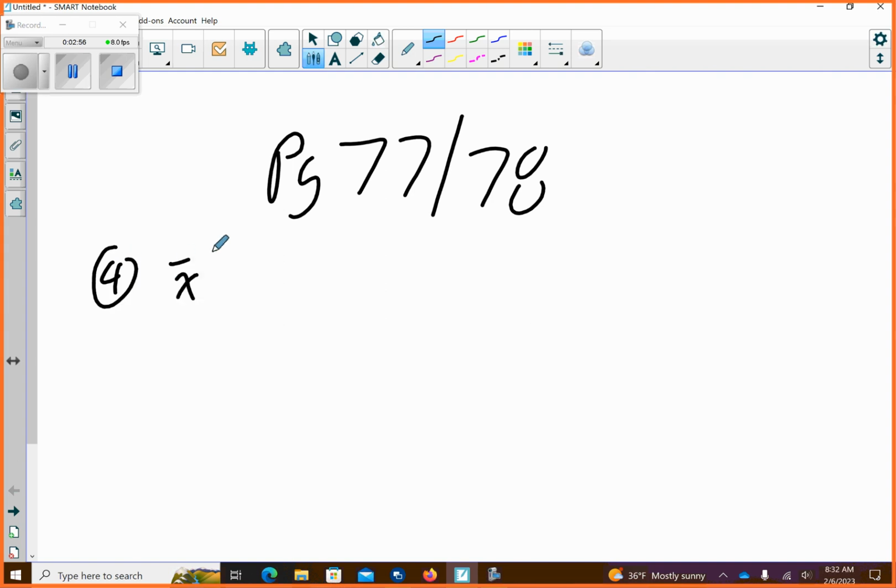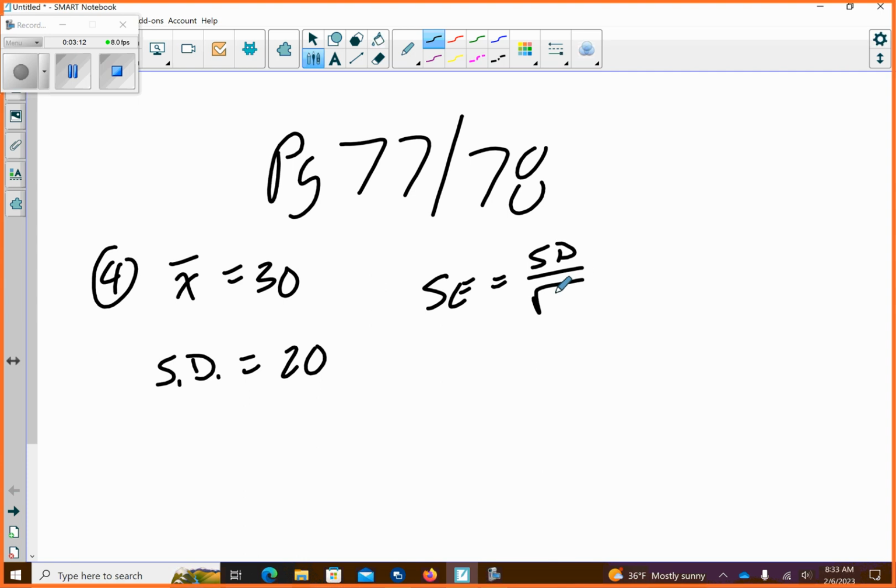So the mean is given to us being 30. They tell us the standard deviation of this is 20. So if we wanted to find the standard error, we're going to take the standard deviation divided by the square root of n that we're using. So we're going to go 20 over square root 100. So that's 20 over 10. So the standard error would then be 2.